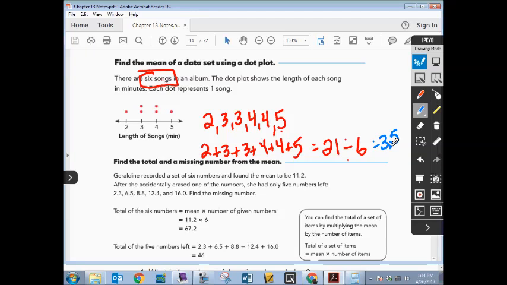3.5. So that's an average song is 3.5 minutes. So that would be not 3 minutes and 5 seconds, but it would be 3.5 minutes. So that's 3 minutes and a half a minute, which is 3 minutes and 30 seconds, which makes sense. It's about right.